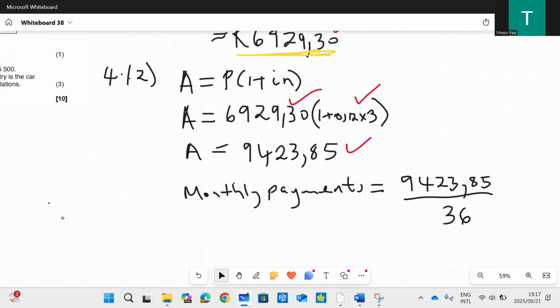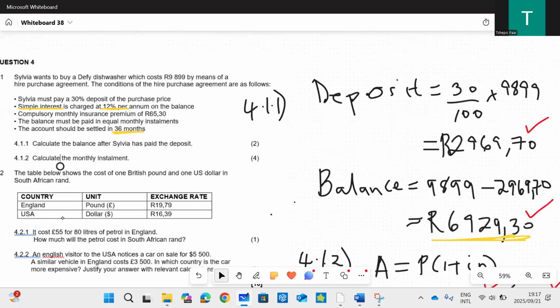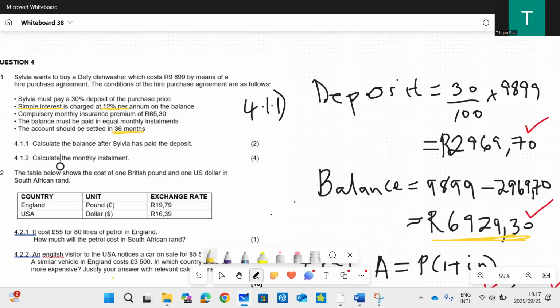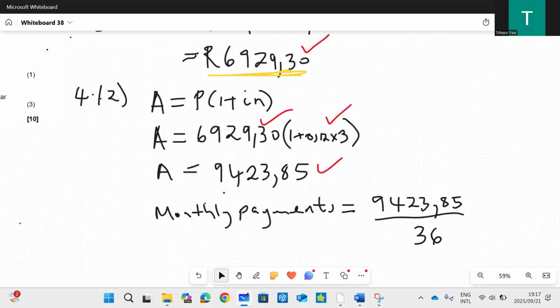What is it that we should not forget? Remember, there is also this amount here that must be considered. There is always a premium of 65 Rand 30, which is compulsory monthly, which is our insurance premium. So that must also be included in our monthly payment. So let's go to our monthly payment.